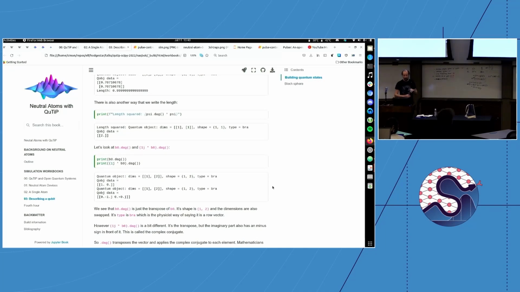Cool, and maybe if you do v0.dag, you'll see that the type comes out as bra, and it's a row vector, and otherwise it all looks very familiar.